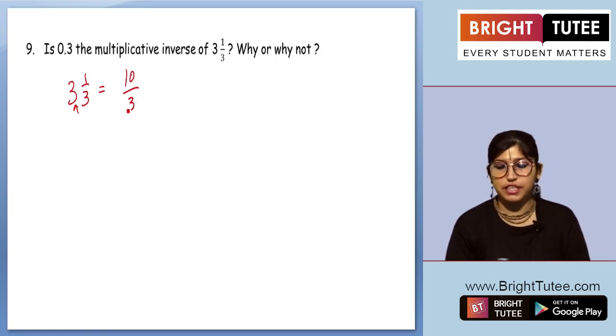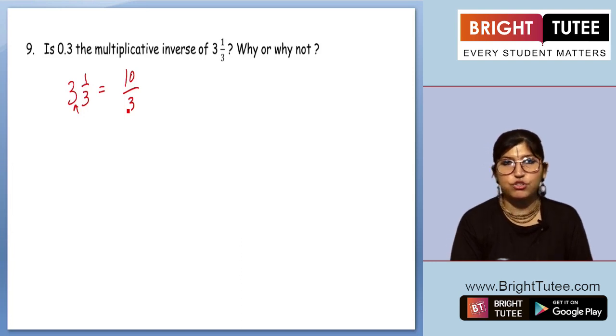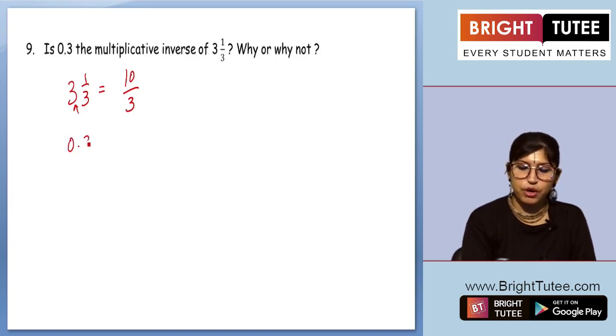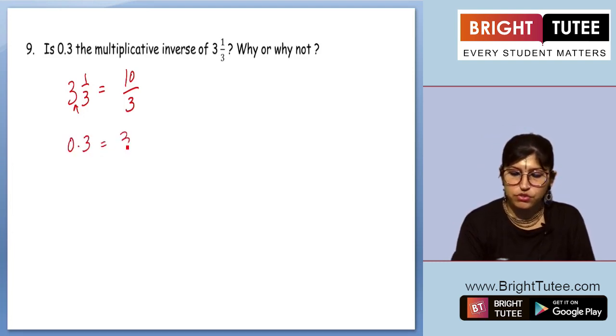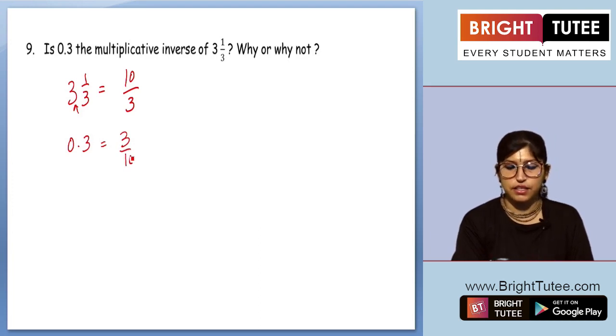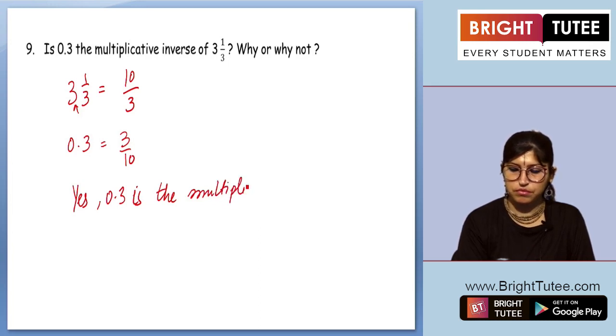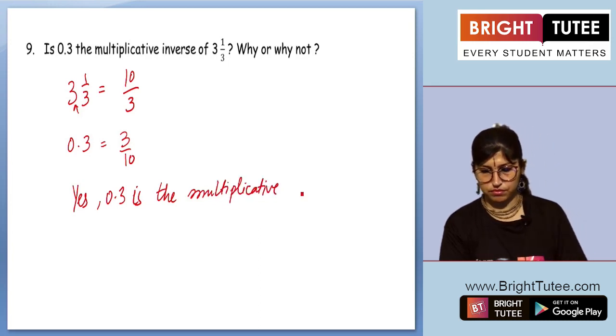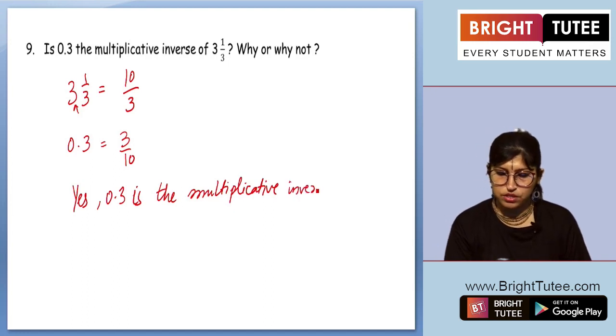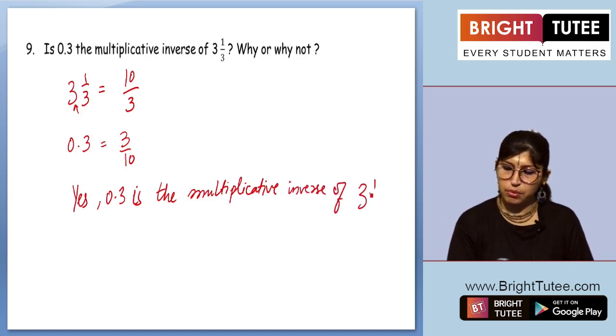Now if we have 10 by 3, we need to check whether 0.3 is the multiplicative inverse of 10 by 3. The number 0.3 we can write as 3 by 10. So we can say yes, 0.3 is the multiplicative inverse of 10 by 3.